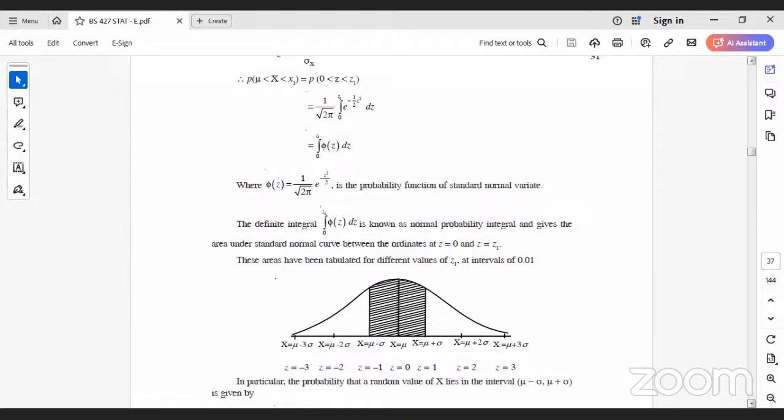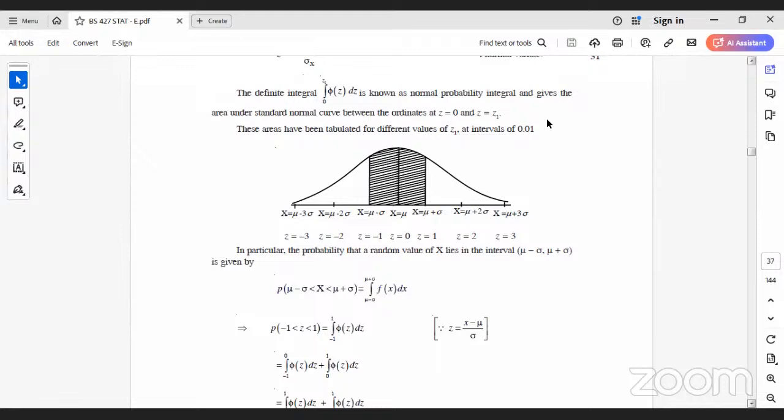It gives the area under the standard normal curve between the ordinate z is equal to 0 and z is equal to z1. These areas are tabulated for different values of z1 at intervals of 0.01. See here the normal variate: mu minus 3 sigma, mu minus 2 sigma, mu minus sigma. This is the center point, x is equal to mu. Then x equal to mu plus sigma, x equal to mu plus 2 sigma, x equal to mu plus 3 sigma.